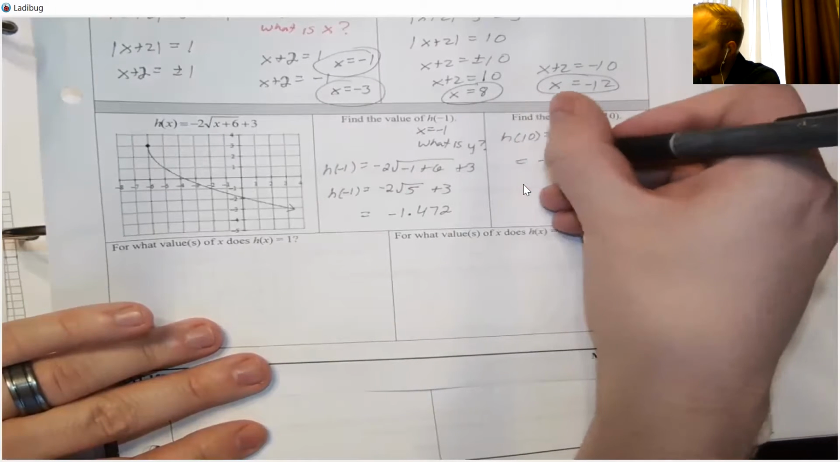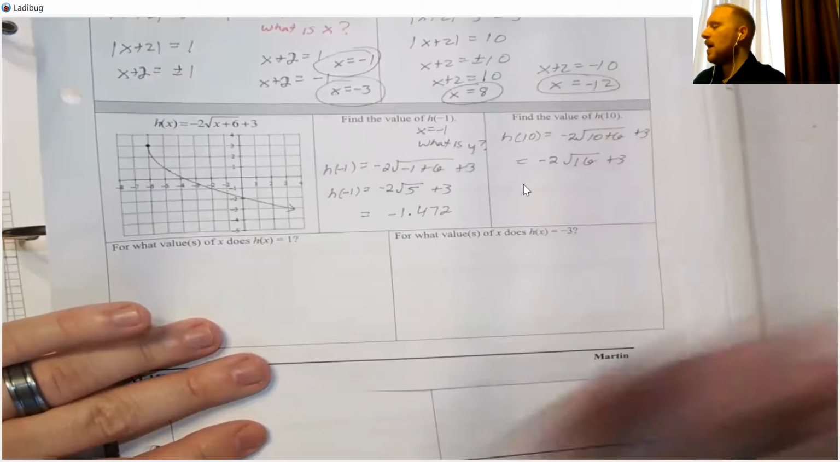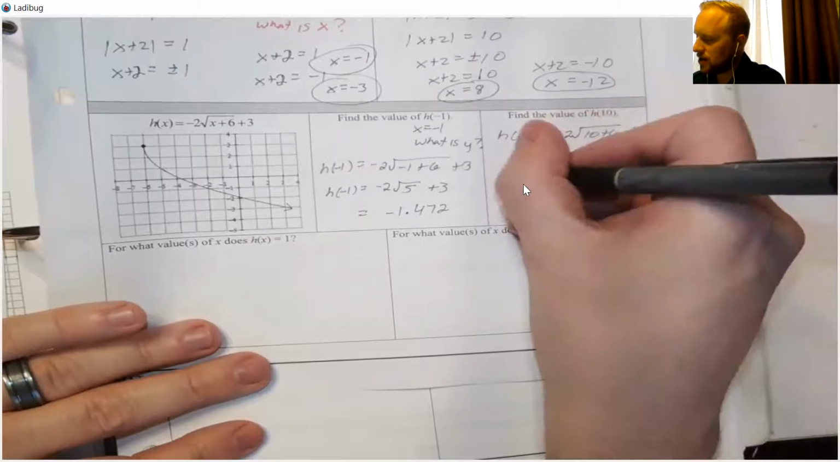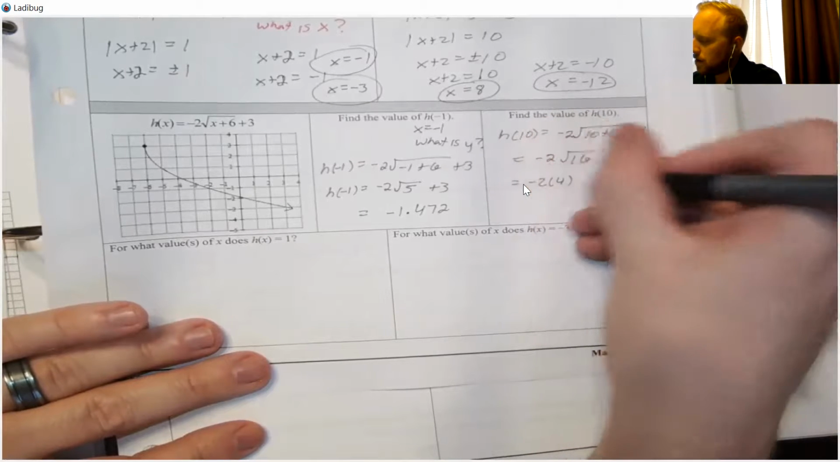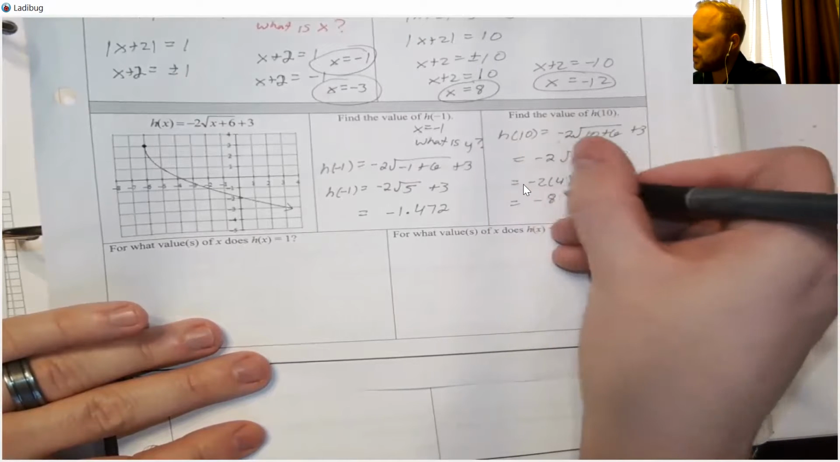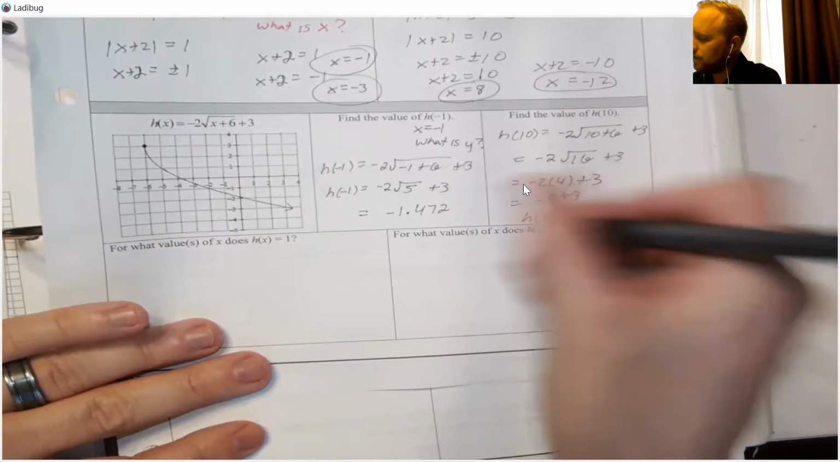This is going to give us -2 times the square root of 16 plus 3. Notice that this is a perfect square. So we know that the square root of 16 is 4 plus 3. So negative 2 times 4 is negative 8, plus 3 gives us h of 10 equaling negative 5.